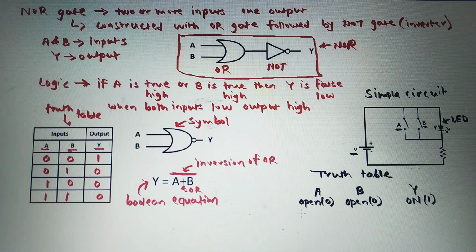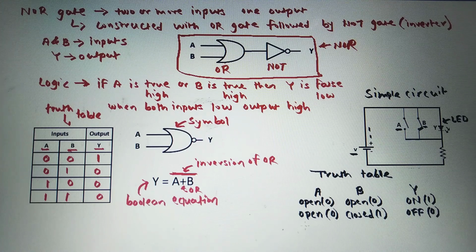Next combination is, if switch A is open, that is binary 0, and switch B is closed, that is binary 1. Now if switch B is closed, the current will flow from the positive terminal of the battery through switch B and this resistor to the negative terminal of the battery. So no current flows through the LED, so the LED will not glow, that means it will be off, so it is represented as binary 0.